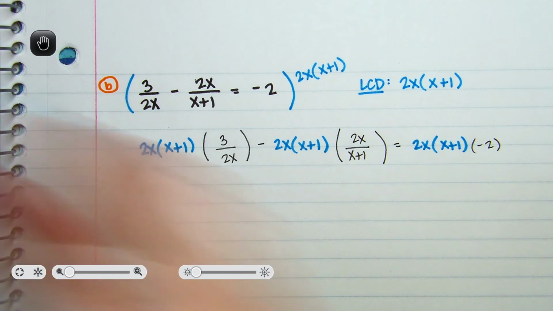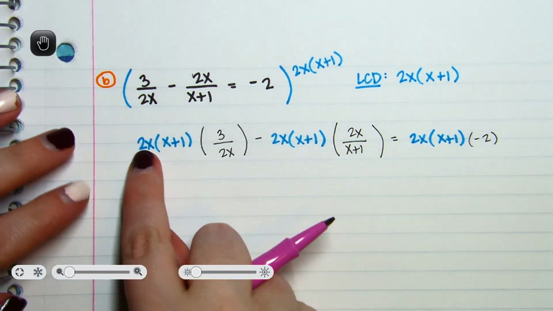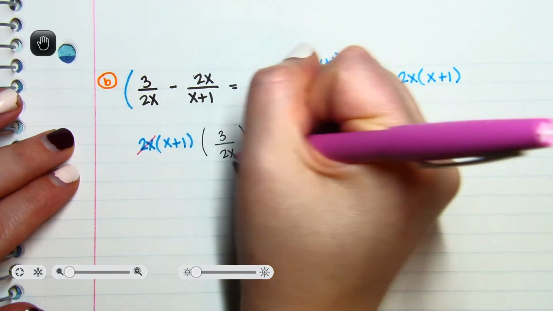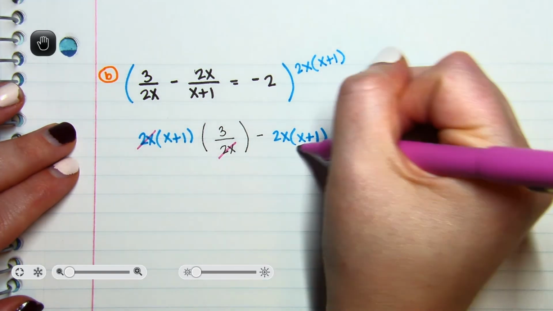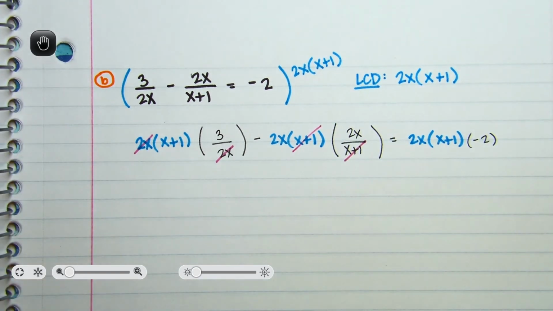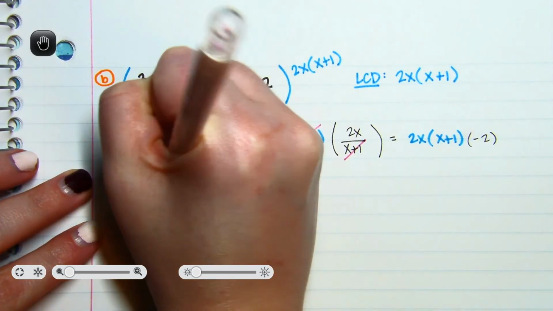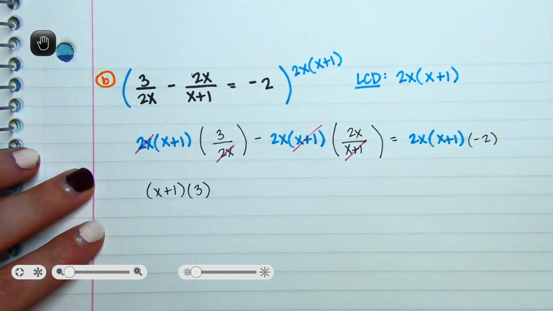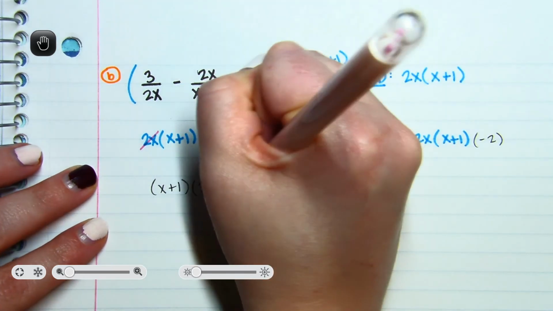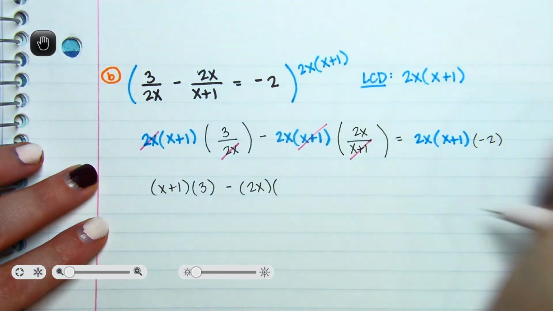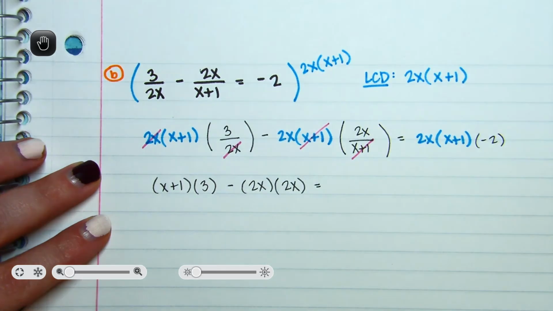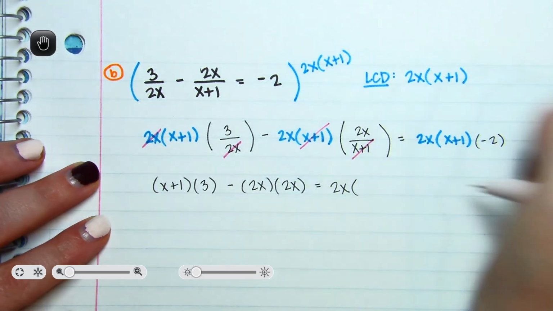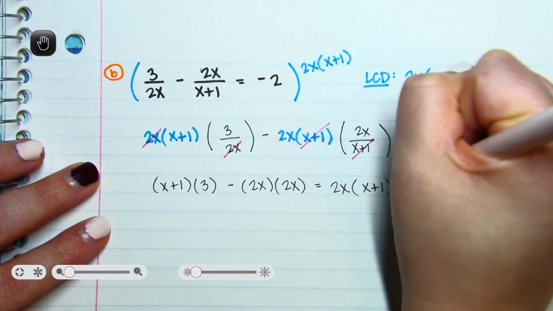All right, so with this first one, we're going to have this whole thing divided by 2x. So the 2x's cancel. The second one, I have this whole thing divided by x plus 1. So the x plus 1's cancel. So when we simplify this, it's going to be x plus 1 times 3, the first term. And then minus, I'm just going to keep everything in parentheses to keep it organized. So 2x times 2x equals 2x times x plus 1 times negative 2.